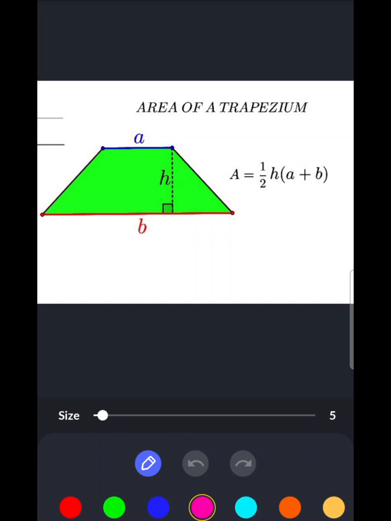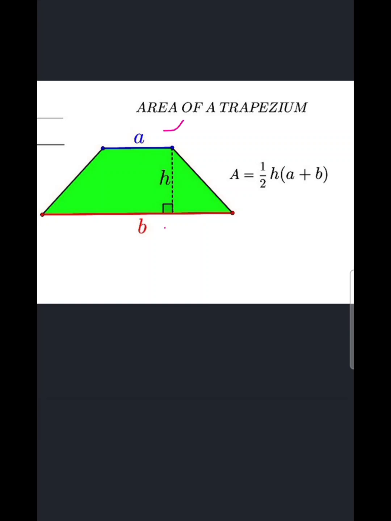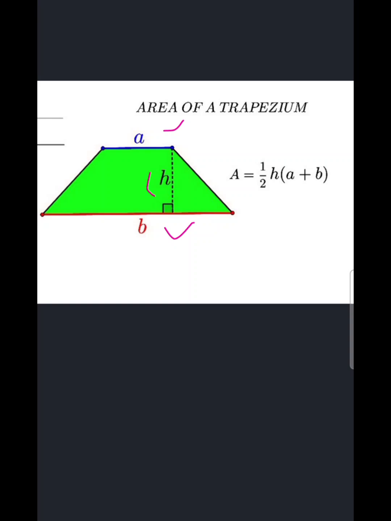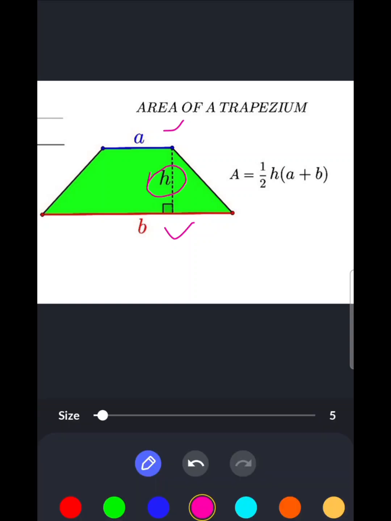So the properties of trapezium we already have discussed. One pair of opposite sides is always parallel and another pair is non-parallel. So here A and B, these sides are opposite to each other, and this pair is parallel to each other. And here we have small h. This will be the perpendicular distance between side A and B. Perpendicular distance means it will always make a 90-degree angle with the base B.